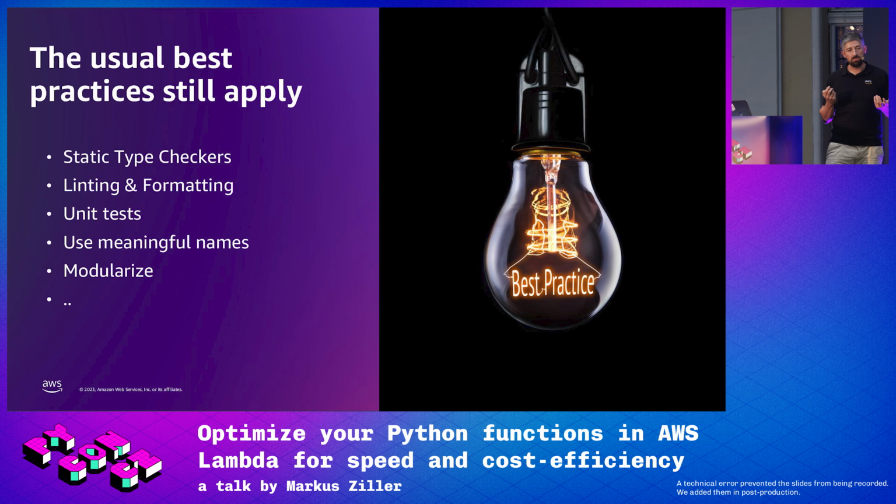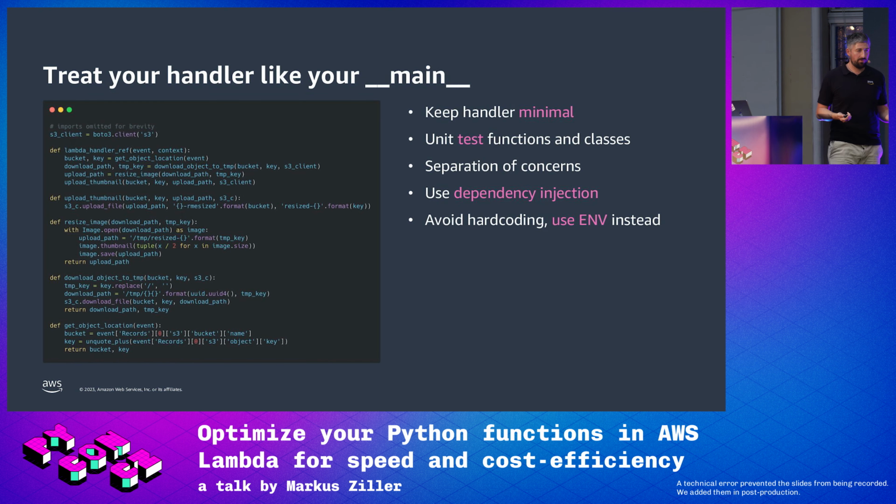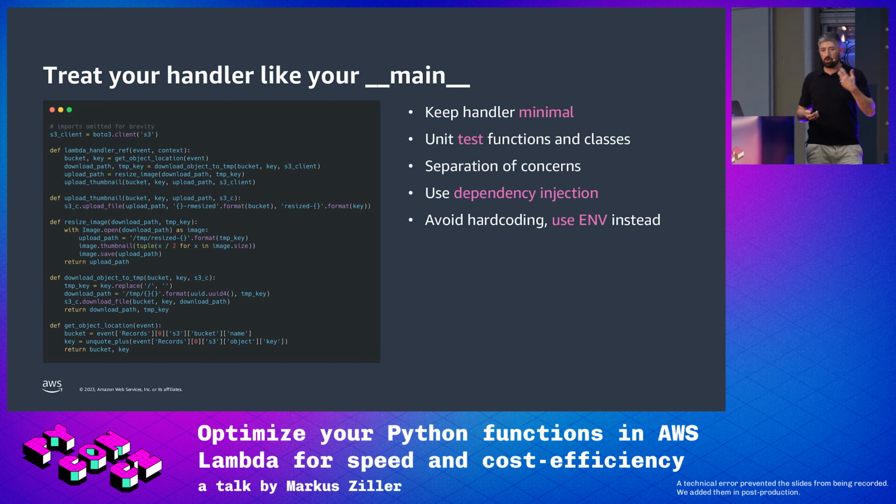And what I want to say is the usual best practices still apply. There's nothing special about running Python on AWS Lambda. It is a runtime for Python code. All the things you already do because you're awesome and you're a great programmer, continue doing that. Treat your handler function like you would treat your main, as a top-level entry point to your code. Keep the handler minimal, do unit tests, and so on. That will give you a great baseline for your Lambda function to get started with and maintain clean code, and a thing you can work with easily.